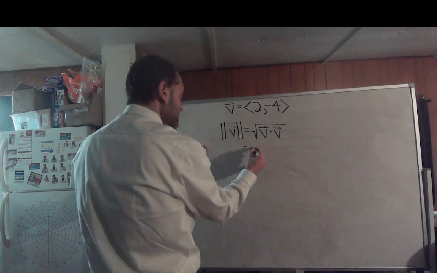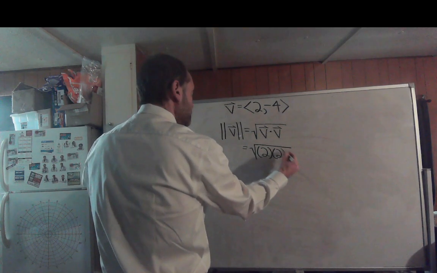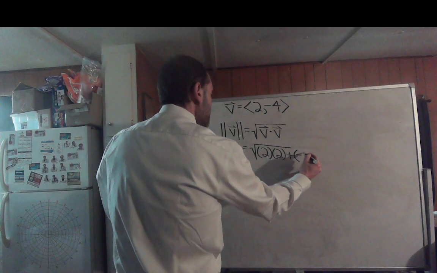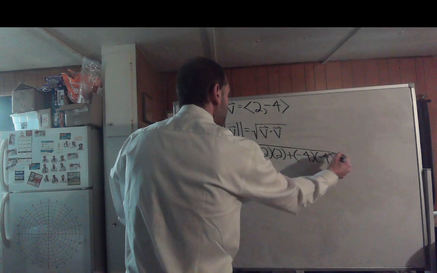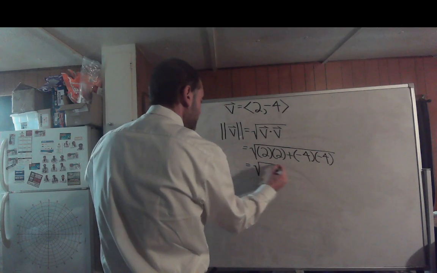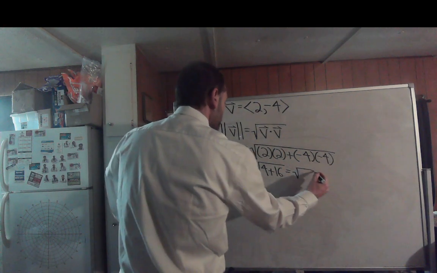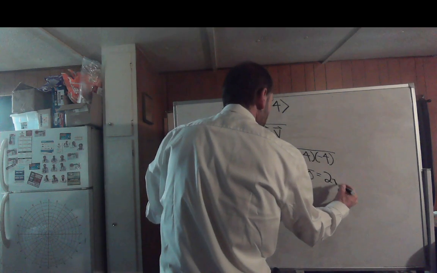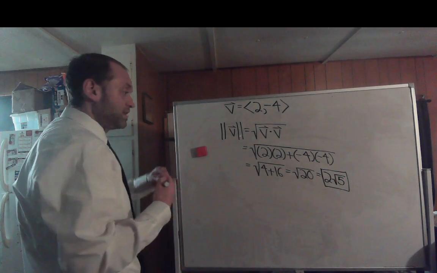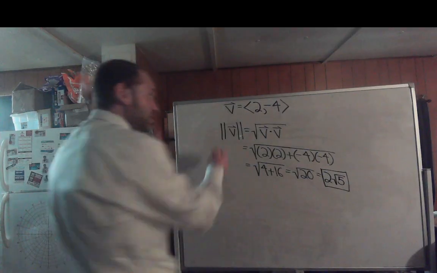So in this case, that's going to be the square root of 2 times 2 plus -4 times -4, which would end up equaling the square root of 4 plus 16, which is the square root of 20, which would simplify down into 2 times the square root of 5. That means the magnitude of vector v equals 2 times the square root of 5. And I've got just one more, then we'll move on to something else.